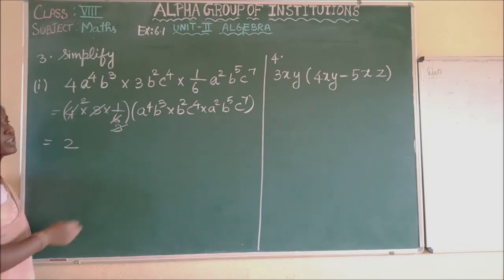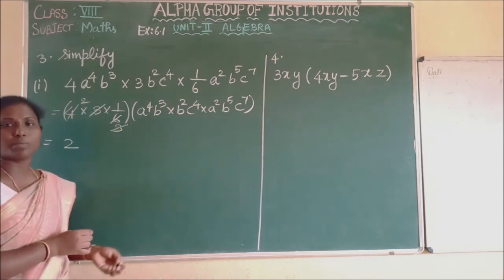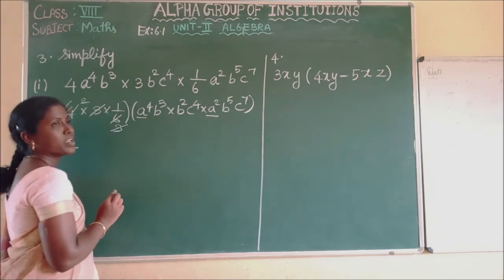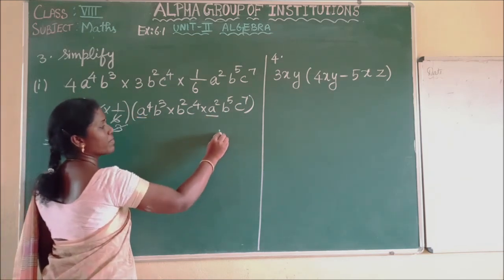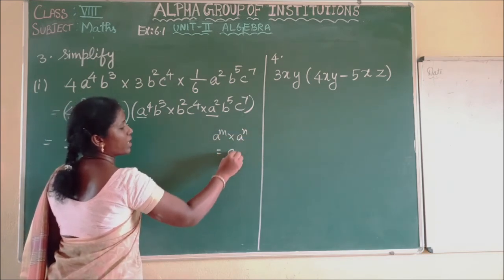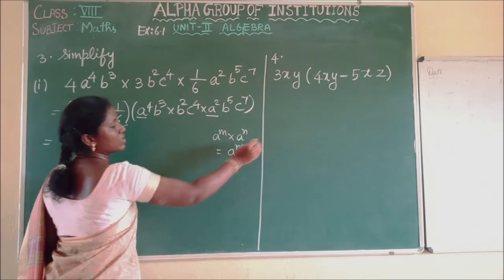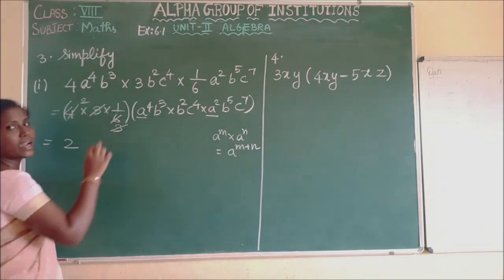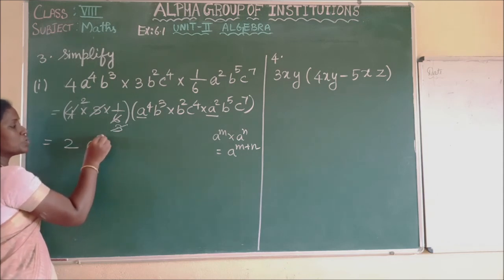After this, go for the variables. We have to multiply each and every variable now. For that, first see the same variables. Here a is there, here a is there. Again, remember the rule. What is the rule? a^m into a^n is equal to a^(m+n). Remember the rule. Okay, so a^4, a^2: you have to add the powers. 4 plus 2, which is 6.